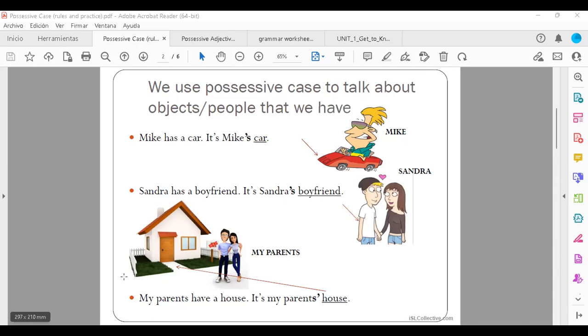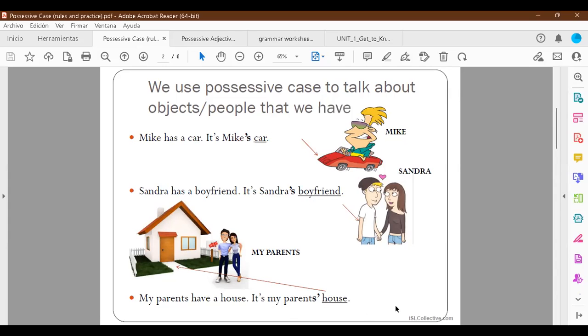Continue, my parents. My parents have a house. It's my parents' house. Okay, it's my parents' house. So we have checked some different nouns. Hemos visto diferentes sustantivos acá. Acá tenemos el caso singular, Mike, el carro de Mike, el novio de Sandra y la casa de mis padres. Entonces vemos ahí que el sustantivo va cambiando. Puede ser singular, puede ser plural. ¿Y qué pasa si tenemos un sustantivo plural que termine en S? Solo agregamos el apóstrofe ahora. So we continue.